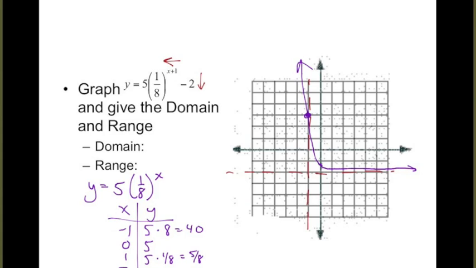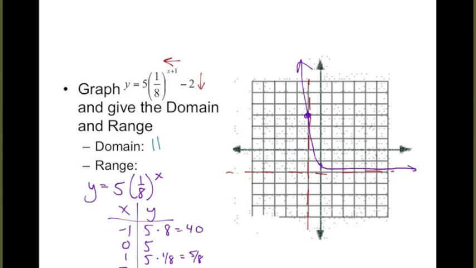Okay, with a growth, the bigger that base is, the more sharp of a turn we're going to see. And with a decay, the closer it is to 0, the sharper of a turn we're going to see. Or as a general rule, the further away it is from 1, the sharper of a turn we're going to see.